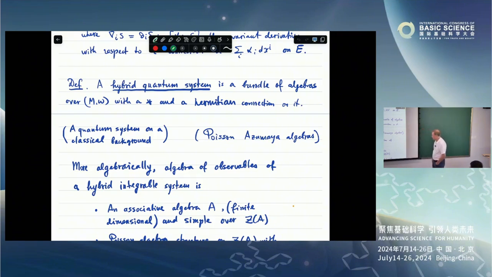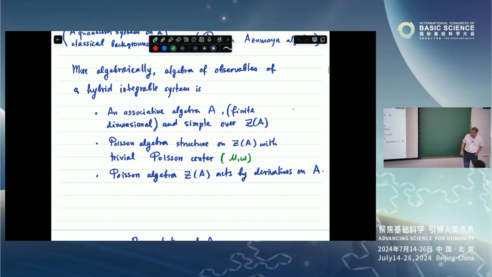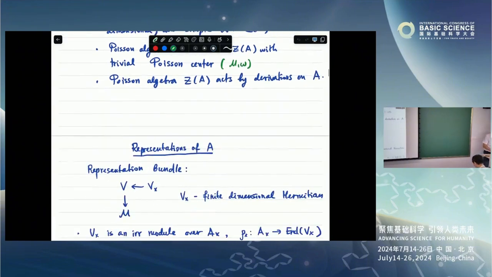These are exactly Poisson-Azumaya algebras. So then, I'm repeating myself a little bit, just making a summary. A hybrid integrable system is an associative algebra, which is simple over the center, and a Poisson algebra structure on the center with the trivial Poisson center, because we require that this spectrum is a symplectic variety. Then the Poisson algebra Z, the center, acts by derivations on A. So this is the structure.